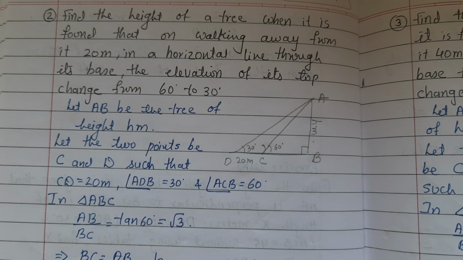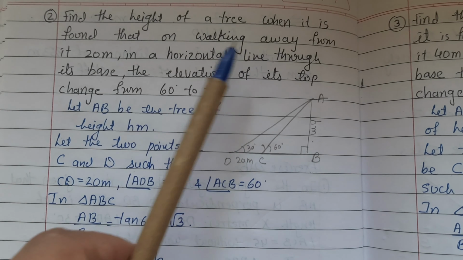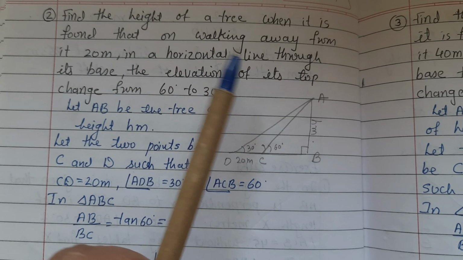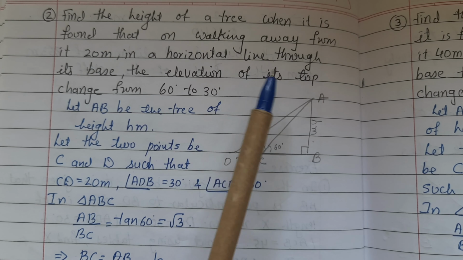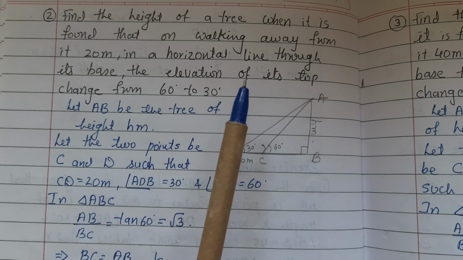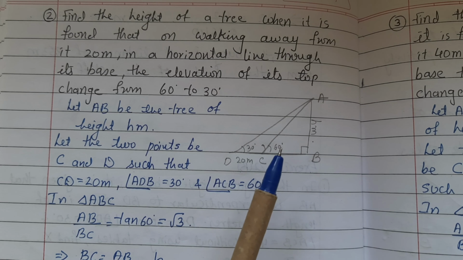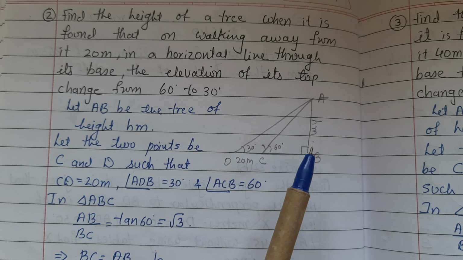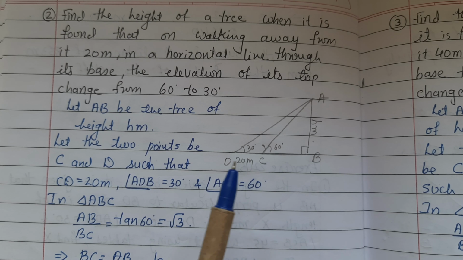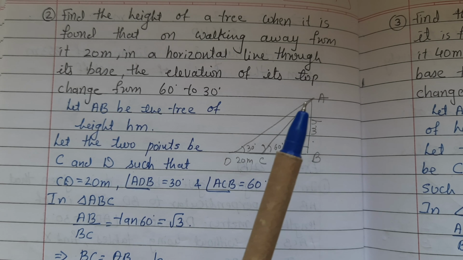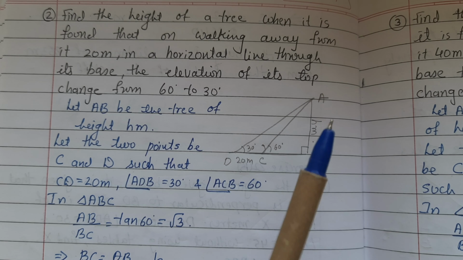Sum number 2. Find the height of the tree when it is found that on walking away from it 20 meters in the horizontal line through its base, the elevation of its top changes from 60 degree to 30 degree. Let AB be the tree of height h meters and let the 2 points be C and D such that CD equal to 20 meters. Therefore, angle ADB equal to 30 degree, angle ACB equal to 60 degree.